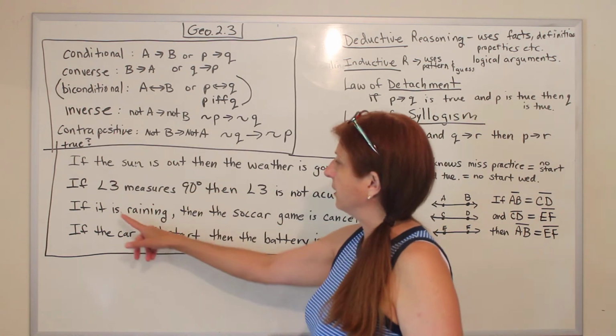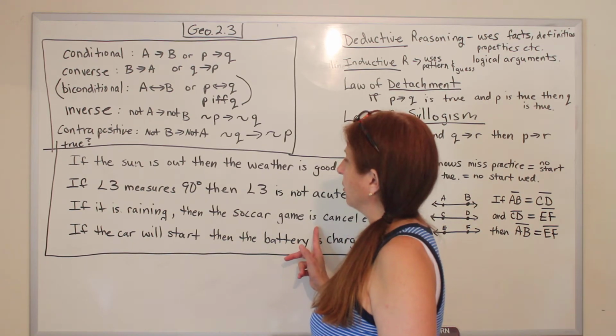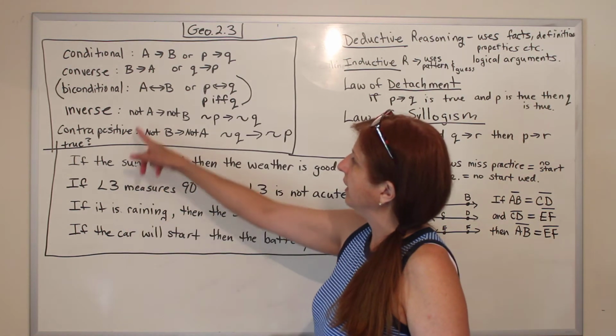Okay, let's do the next one. If it is raining, then the soccer game is canceled. Converse, if the soccer game is canceled, then it's raining.